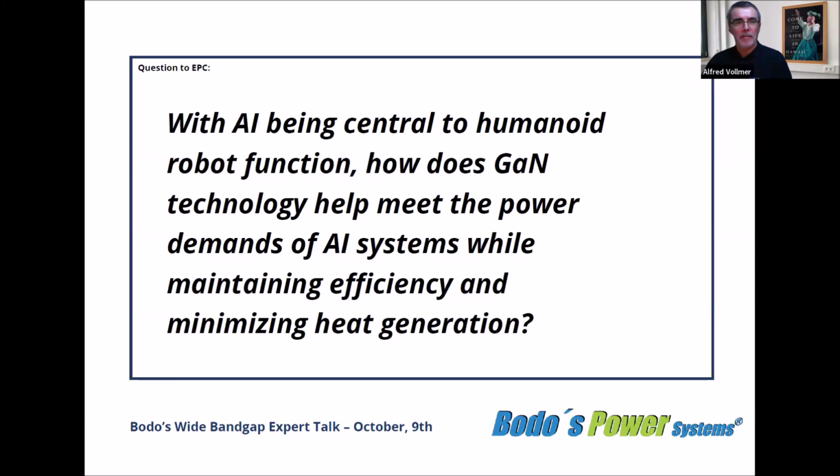Any comments from any other participants on that issue? No. So I think Bodo has a question already in the pipeline that he would like to ask. It's again to EPC. What is AI being central to humanoid robot function? How does GaN technology help meet the power demands of AI systems while maintaining efficiency and minimizing heat generation?